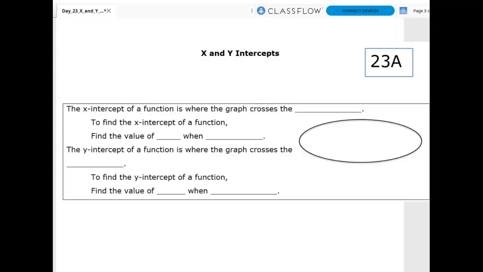All right, so we're going to start with 23A, which would be our notes for X and Y intercepts. The x-intercept of a function is where the graph crosses the x-axis. So write in the word x-axis. It's just like finding the zero of the function. So we're finding the zero.